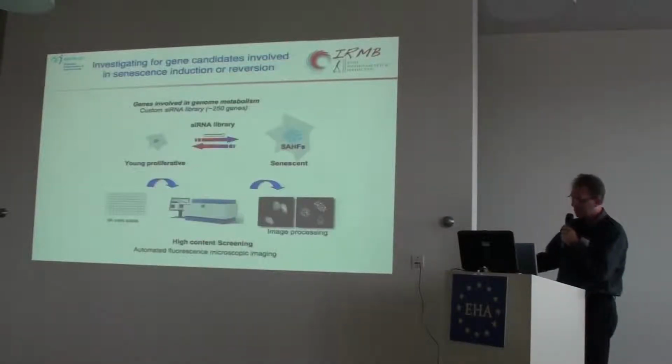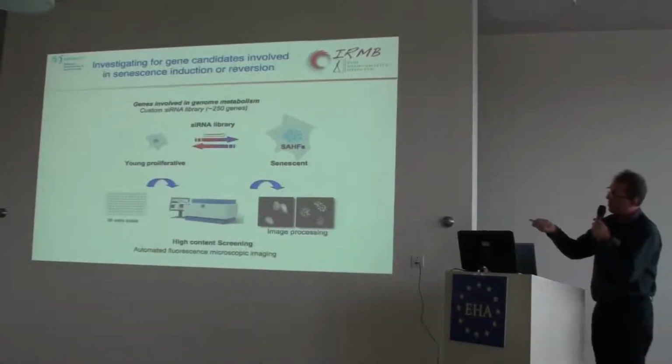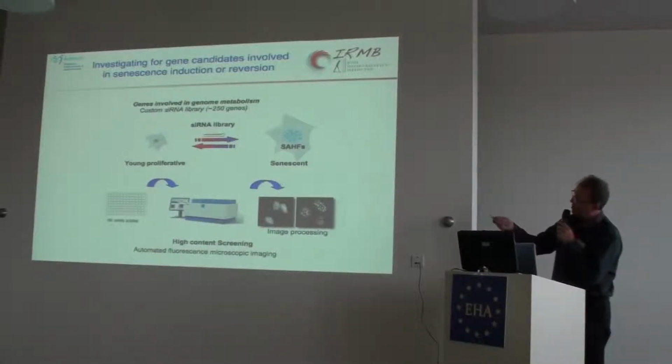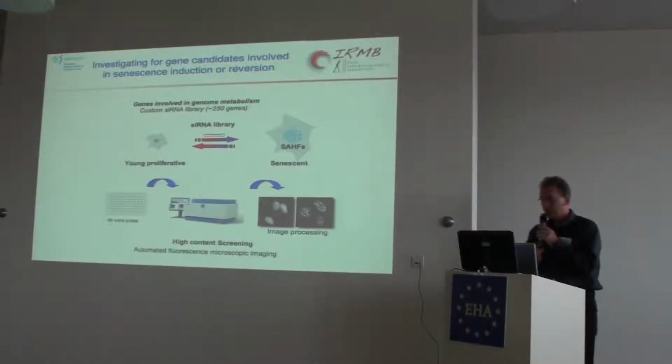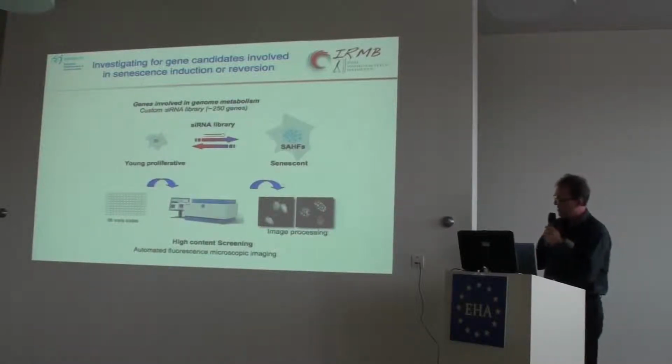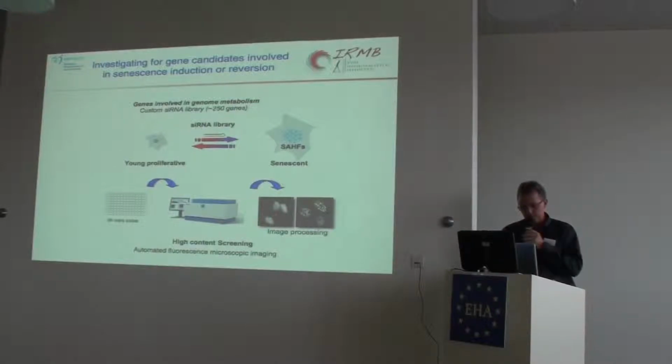For the first screen, we used a homemade library of 250 genes, and we used fibroblasts to induce senescence after downregulation of these genes, and the readout was the formation of the SAHF. But we also did the reverse experiment, to see whether we can reverse the structuration in SAHF, and this is what we did in the screening, the high content screening.